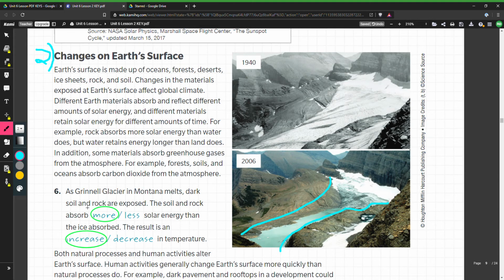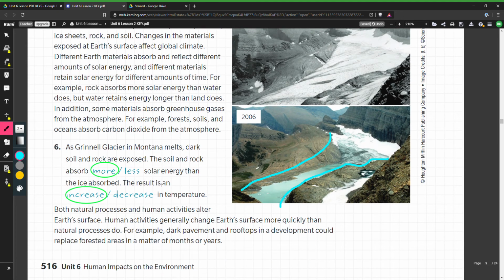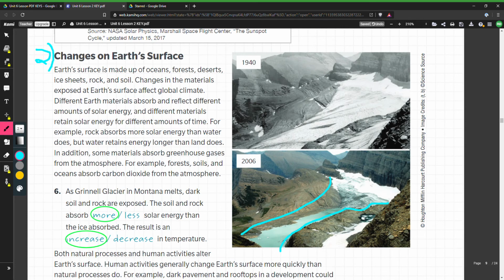So as the dark soil melts, then it's saying right here, this question. Really what this is talking about is over time, as this ice melted, then it really revealed all the dirt underneath it.